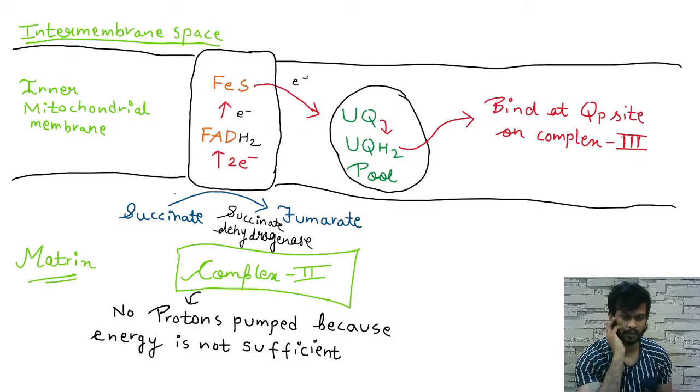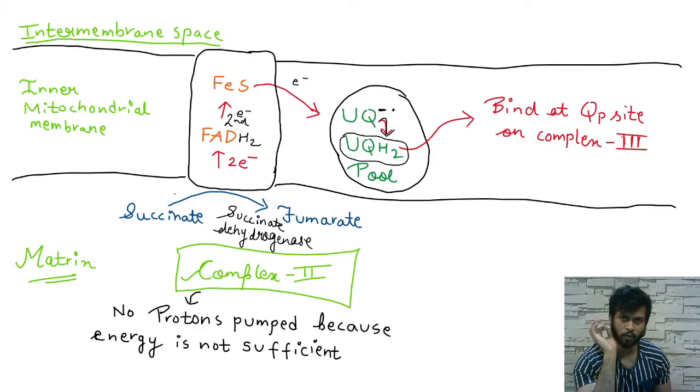So this first electron, it will transfer to the UQ, that is ubiquinone. Then it will get converted into UQ semiquinone. Then the second electron from FADH2 will transfer to FeS, and when this second electron gets accepted by UQ semiquinone, it will get converted into the fully reduced state, that is UQH2, which is ubiquinol. This ubiquinol will come out to the pool and bind to its QP site, which is present in complex 3.